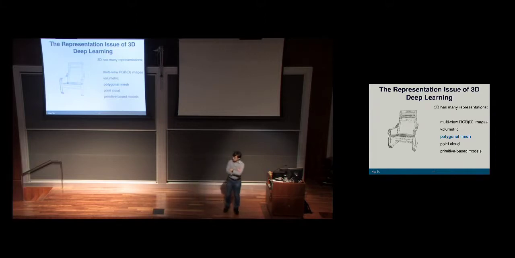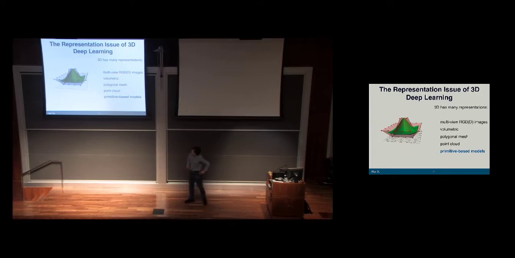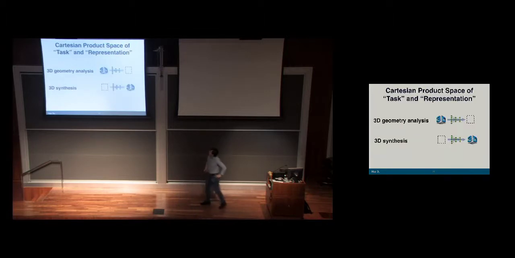You represent 3D by a number of triangles. Or point cloud for 3D data, it's just a collection of coordinates, which is the most common sensor output. Or primitive-based models. So a 3D model is made of a number of primitives, and each one has its parameters. So you have the parametric representation of 3Ds. So you have so many different representations, and you have to consider to solve so many tasks.